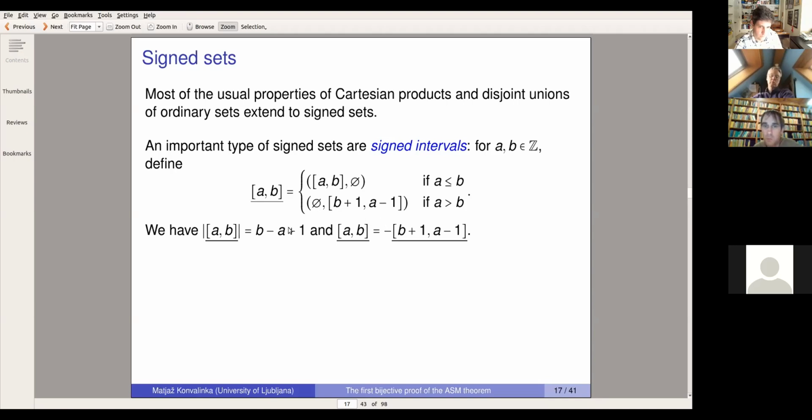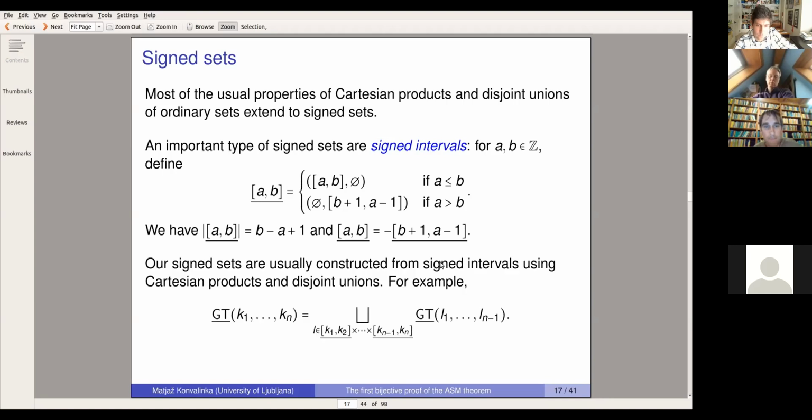Why is that a good idea? Well, if you compute the size of this signed set, you're going to see that it's always equal to b minus a plus 1, no matter what a and b are. Also, it's easy to see the following: if I take a minus in front of a signed interval, it means that I switch a and b, but also I add 1 to b and subtract 1 from a.